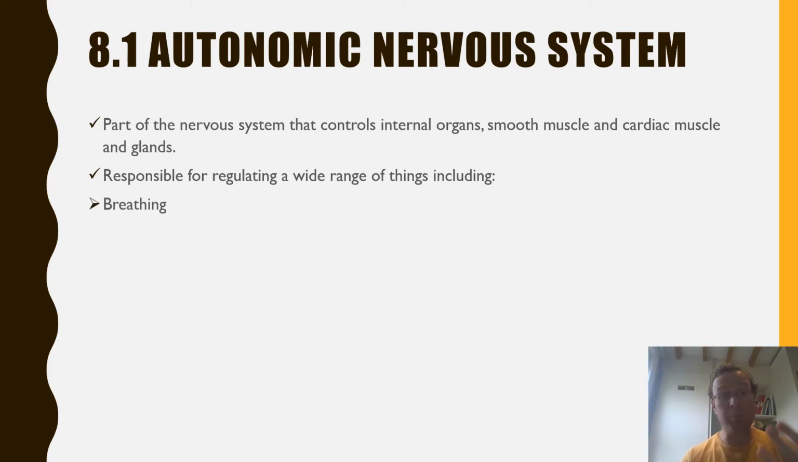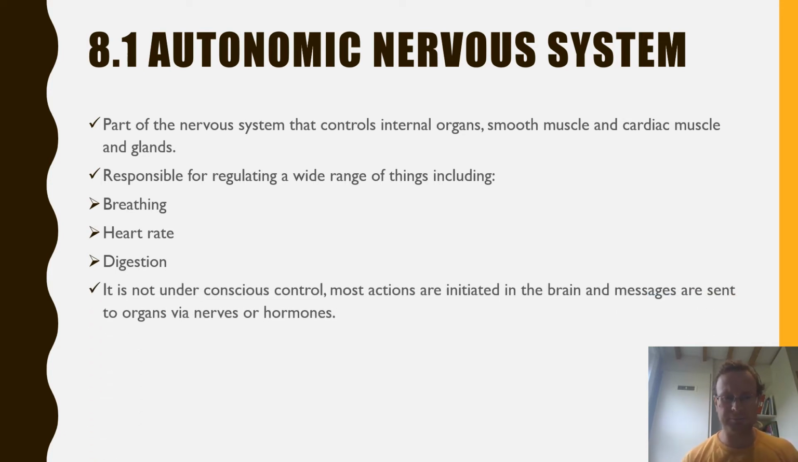And I've got a few things here. So breathing. We can consciously breathe. We can override our natural breathing rhythm. We can hold our breath. But really that drive to increase our breathing rate is determined by this autonomic nervous system. Heart rate is also determined by our autonomic nervous system. And also digestion. So the way that food is moving through the gut, the digestive enzymes that are secreted when we're eating, all of these things are determined by our autonomic nervous system.